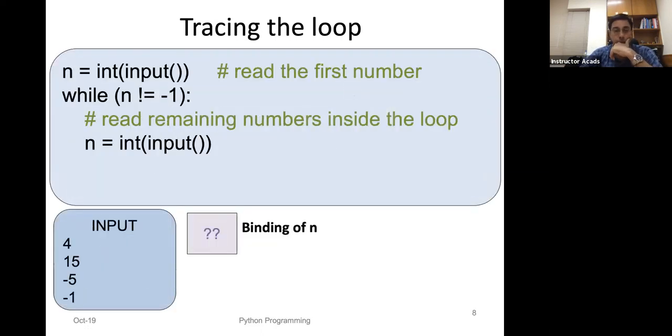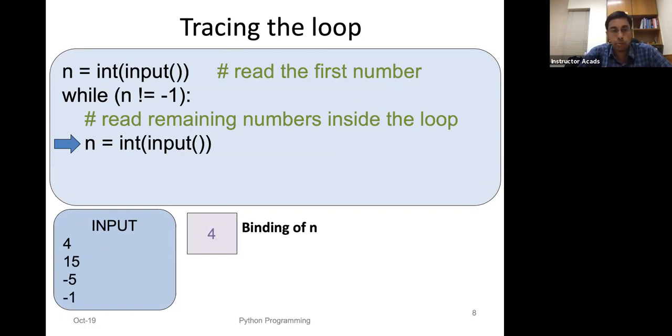Okay, so here is the code. And suppose the user inputs 4, 15, -5, and -1. We'll trace through the loop and see what values n takes, and how the loop executes. Initially, the user has just input 4, and you check, okay, 4 is not equal to -1. So the condition is true, and you enter the loop. Currently, you can see in the purple box that n is now 4.